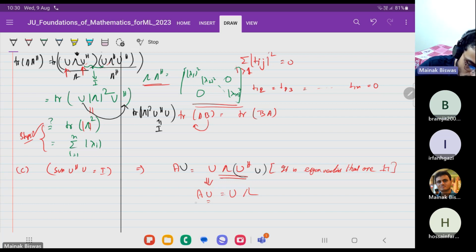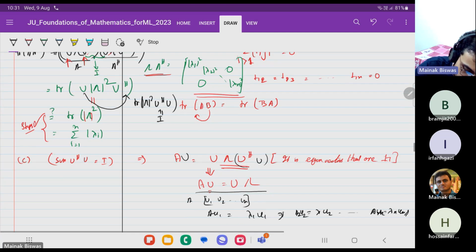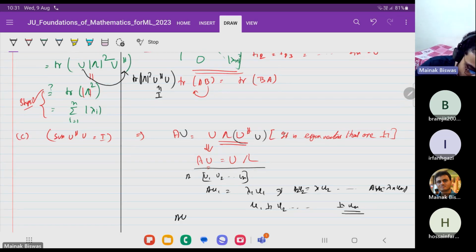Okay. So U has U1, U2, up to Un. So A U1 is equal to lambda 1 U1, you're getting or not? A U2 is equal to lambda 2 U2, you're getting. Correct? You got all these? And we know U1 is perpendicular to U2, up to Un. Correct? So all the eigenvectors of A are orthonormal. Is this clear?